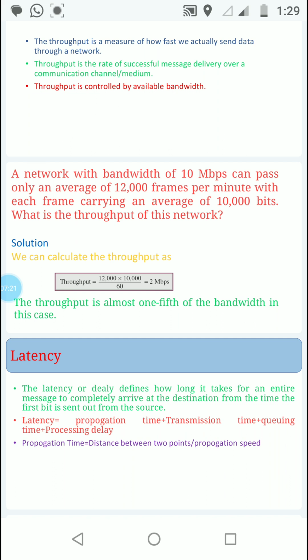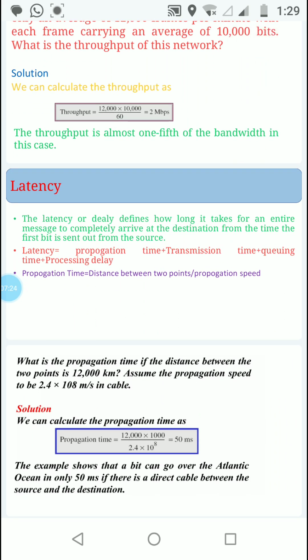Then next is latency. What do we mean by latency? The latency or delay defines how long it takes for an entire message to completely arrive at the destination from the time the first bit is sent out of the source. The formula for latency is latency equals propagation time plus transmission time plus queuing time plus processing delay. Propagation time is calculated as the distance between two points divided by the propagation speed.